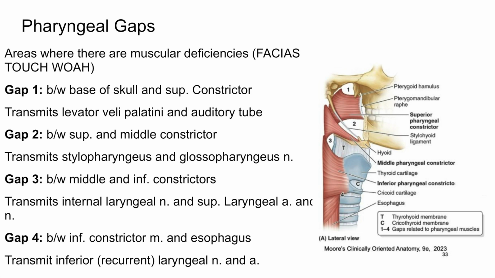Finally, the fourth gap lies between the inferior constrictor and the esophagus, and this is where the recurrent laryngeal nerve and accompanying vessels pass. Because this nerve provides motor innervation to most of the intrinsic muscles of the larynx, pathology affecting this region, such as a surgical injury or compression, can result in hoarseness or vocal cord paralysis. Overall, the pharyngeal gaps can be understood as structure entry and exit points that maintain the functional connectivity between the pharynx, the larynx, and the surrounding neurovascular systems, while also representing potential sites of vulnerability in both disease and surgical intervention.